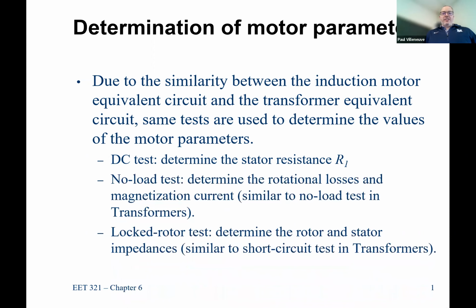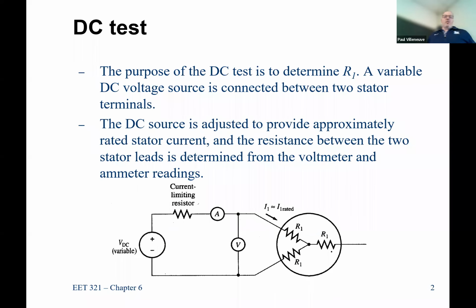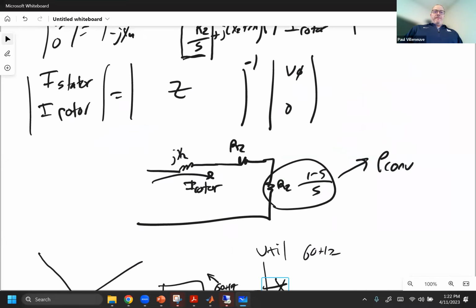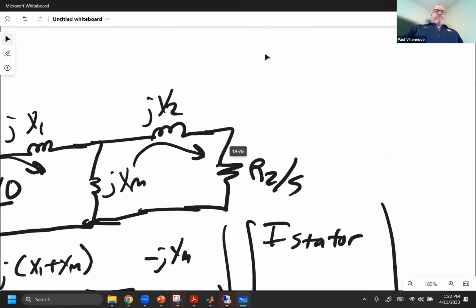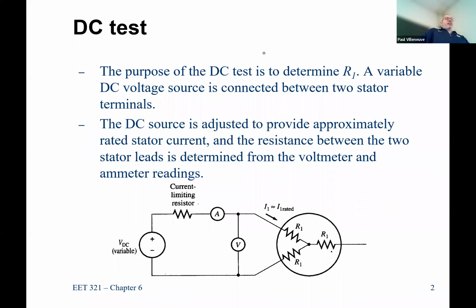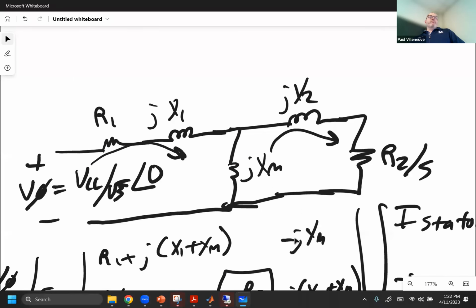So here's our DC test. This shows a Y-connected machine. Now, what happened to my equivalent circuit that is over here? Here's the actual per phase equivalent circuit. We've got 1, 2, 3, 4, 5 impedances. What happened over here? Now I'm down to a single impedance. Remember, this value right here is the R1 that's in the circuit. What happened to the rest of those impedances? What happened to the other 5?